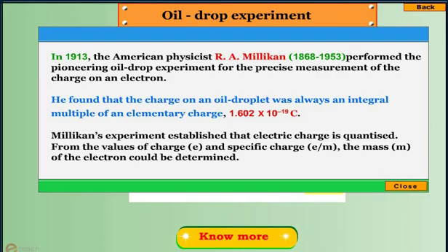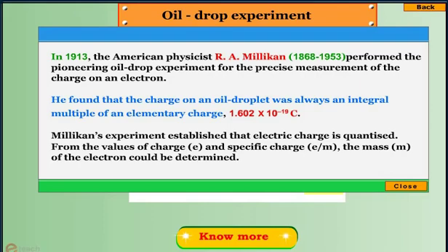He found that the charge on an oil droplet was always an integral multiple of the elementary charge, 1.602 × 10^-19 coulomb. Millikan's experiment established that electric charge is quantized.